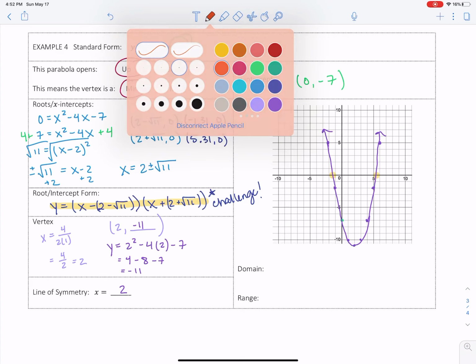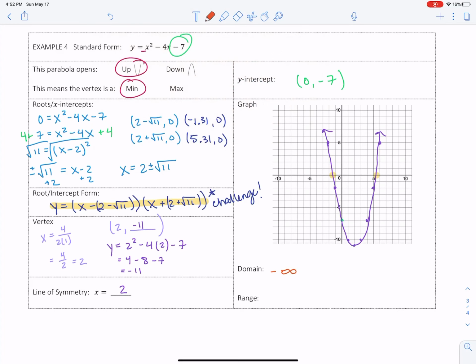Last part, let's fill in our domain and range. Negative infinity to infinity. And y has to be greater than or equal to -11. Oops, not 0. To infinity. Okay, so hopefully those helped, and you can go ahead and complete your homework.